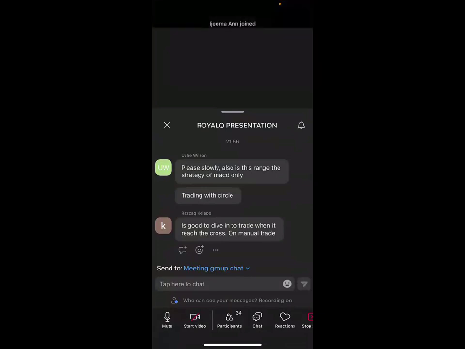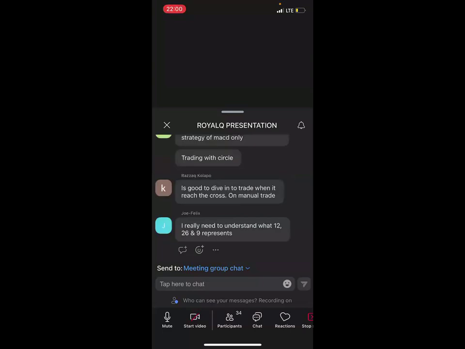Is it good to dive in on a trade when it reaches the cross, or to trade manually? Yeah, it's actually advisable, because when it's at its peak, you can dive in if you got the trade from there. You don't necessarily have to wait for it, but it's best if you wait for the trigger, because if you set it, it picks automatically. But if you saw the trade late and you want to get in, it's also a great trade.